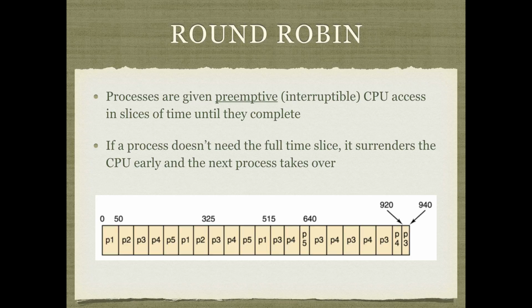So if, let's say, a slice is 50 clock cycles, then process 1 will not end until time 5:15. Process 2 ends at 3:25. Process 3 ends at 9:40. Process 4 ends at 9:20. And process 5 ends at 6:40.